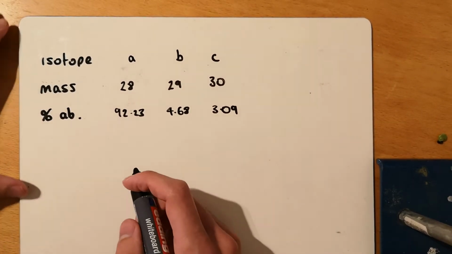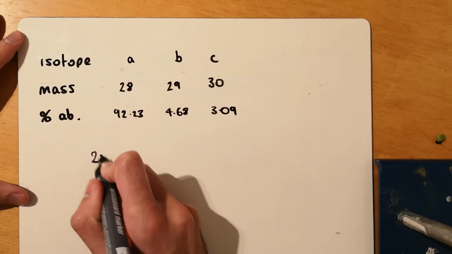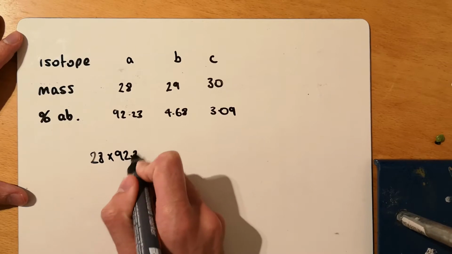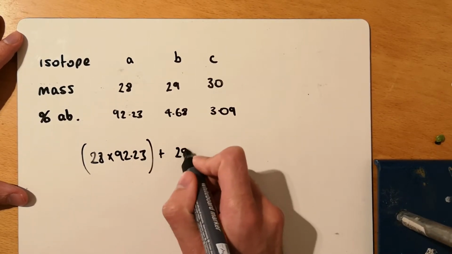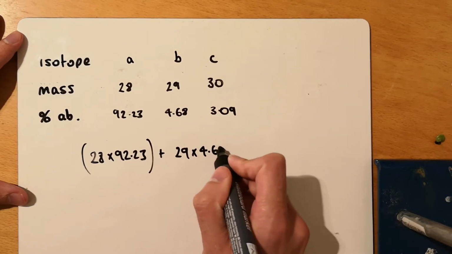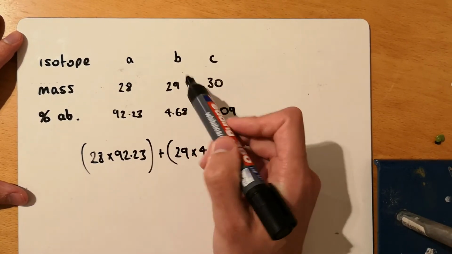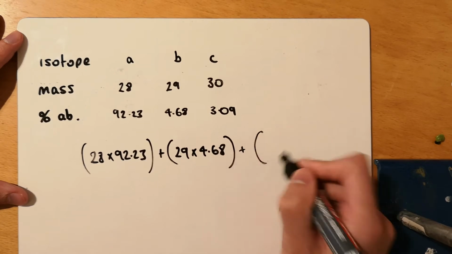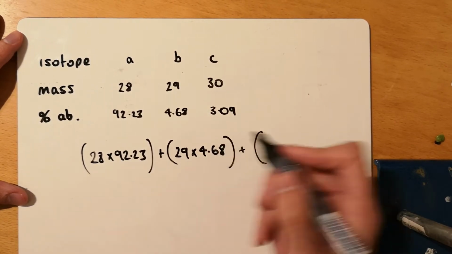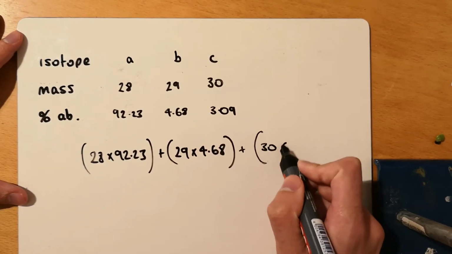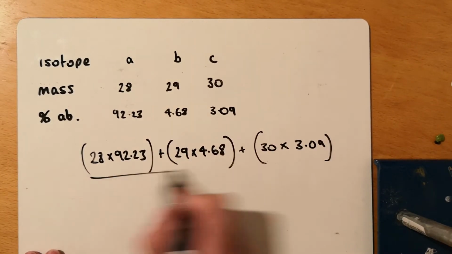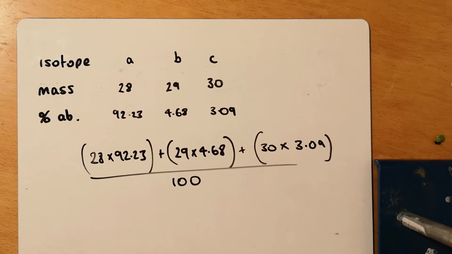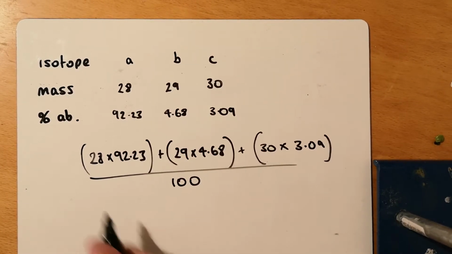So for A, we've got 28 times 92.23 plus 29 times 4.68. These are masses times their abundances, plus I'm just adding a third one on, and I could add a fourth or a fifth if I needed to, times 3.09, divided by 100.